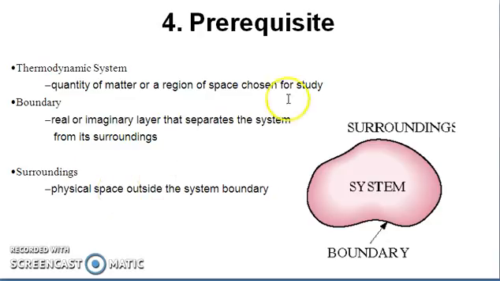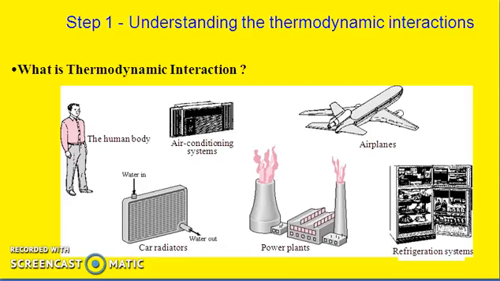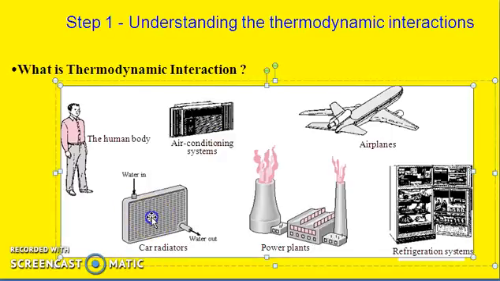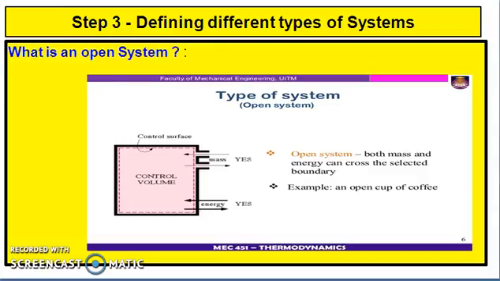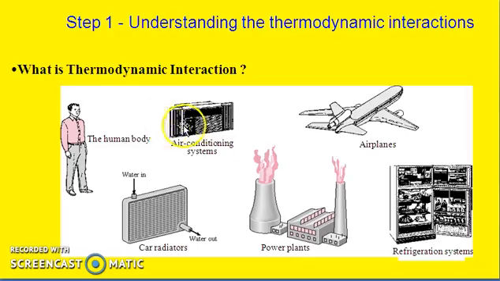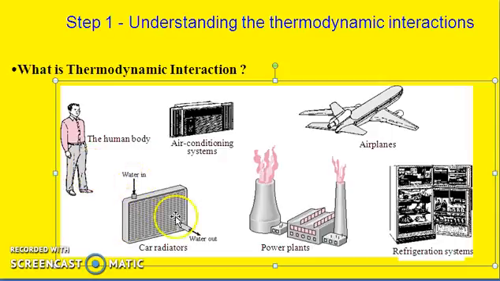I'm not getting into the details of some of the prerequisites, which are very much essential to get into this discussion. Coming to the first step, we have witnessed a number of systems, whether it is an air conditioner, a car radiator, a power plant. There are certain things getting in, there are certain things getting out. That's what we actually identify as interactions. What's getting in and what's getting out depends on how we draw the boundary and what the system is.